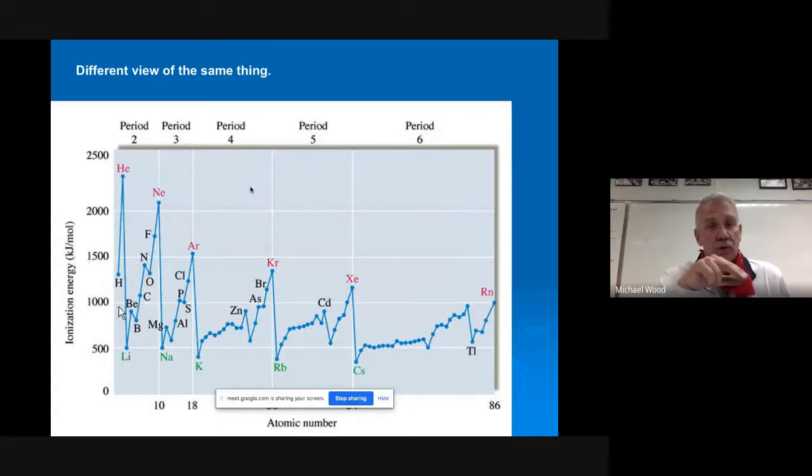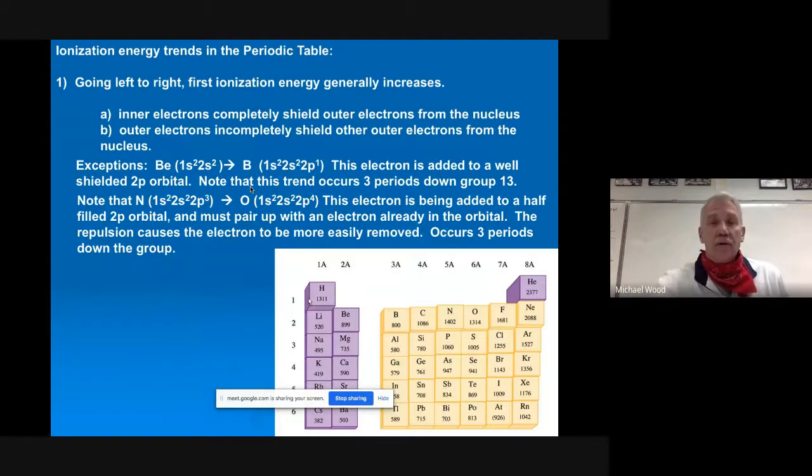So beryllium to boron, which is also magnesium to aluminum. I think this actually occurs for the first 3 rows. So it also would occur calcium to gallium, as well as nitrogen to oxygen, which would be phosphorus to sulfur, and arsenic to selenium. Okay, so we need to be able to explain why that is the case.